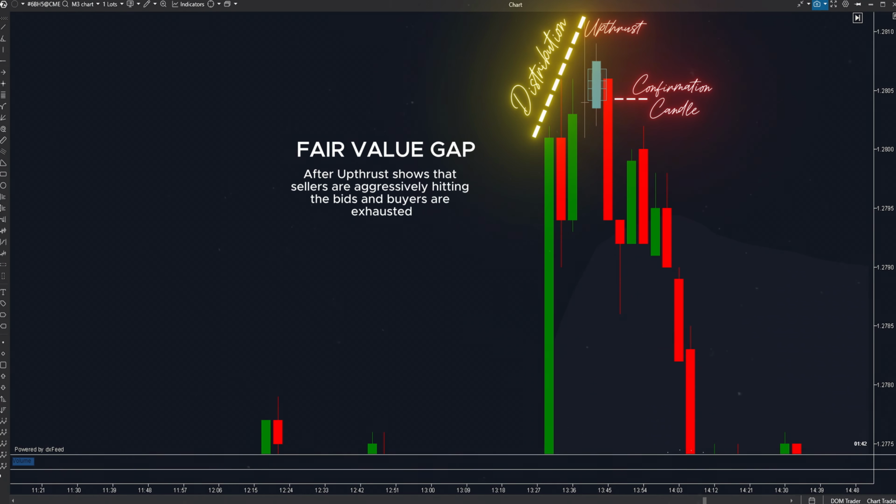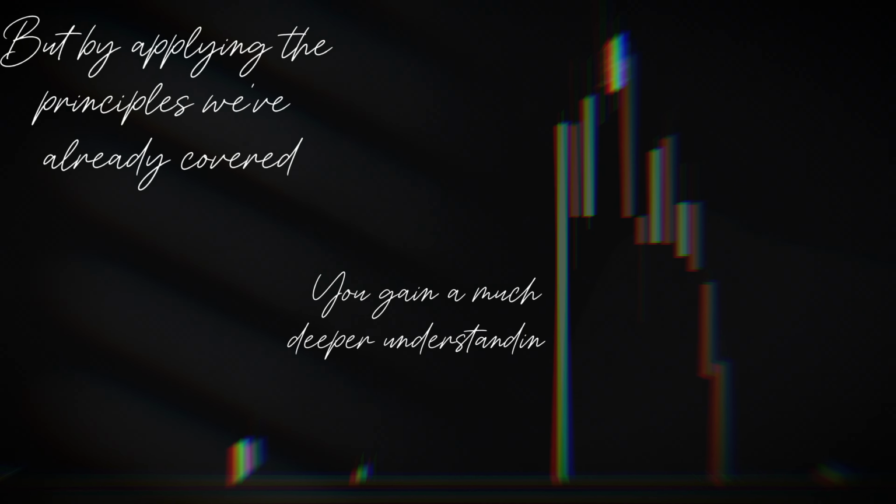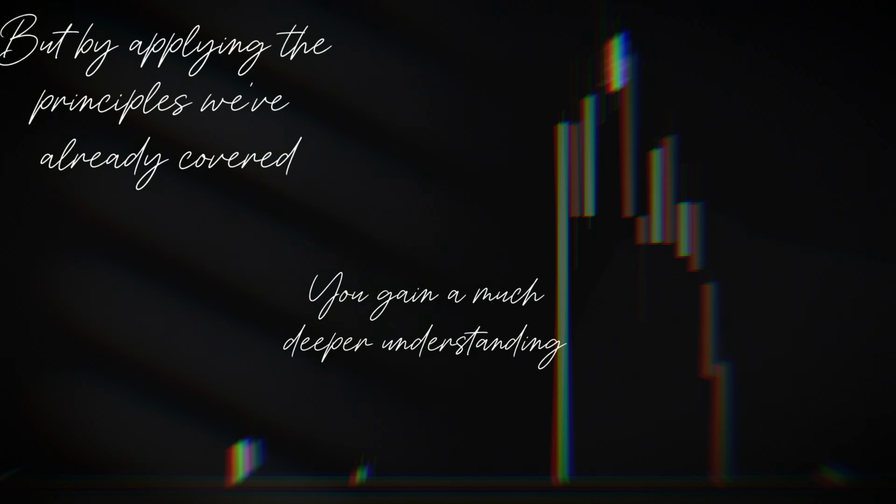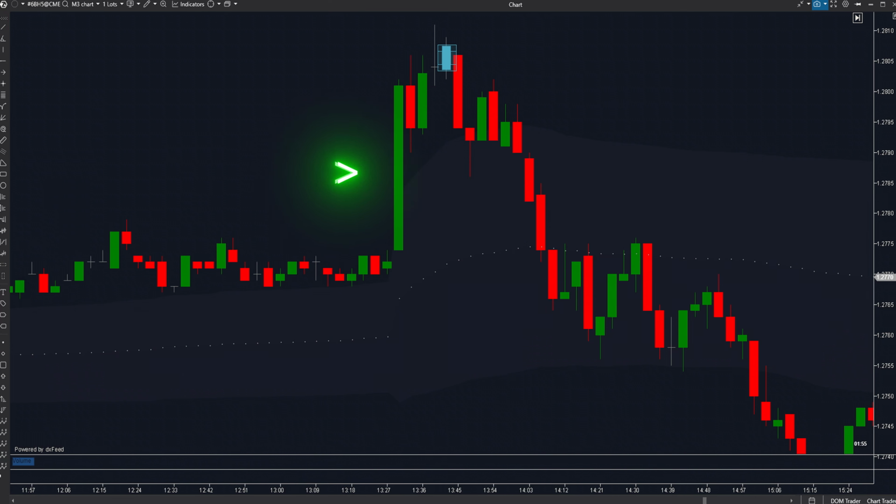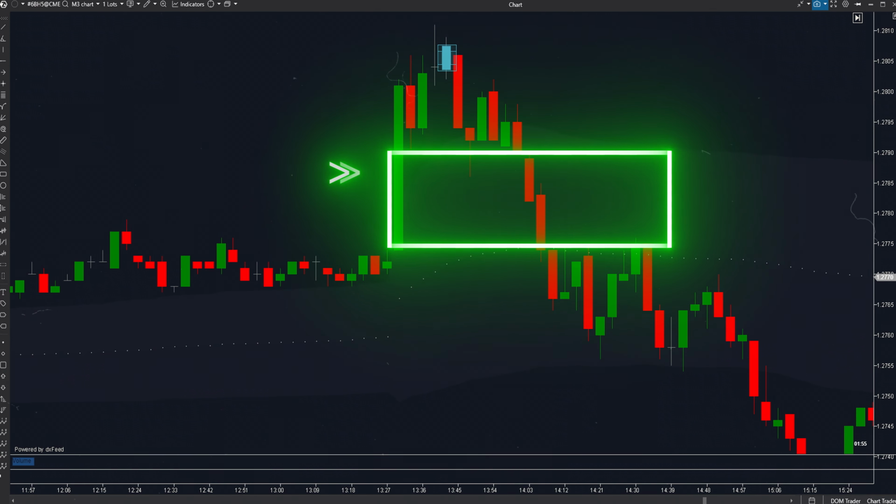For those familiar with ICT concepts, you might notice this bearish candle formed a fair value gap, but by applying the principles we've already covered, you gain a much deeper understanding of what's really happening here. Take the earlier bullish climactic candle as an example. It also created a seemingly convincing fair value gap. However, if you tried to buy on the retest, it would have failed, as price sliced straight through it. Why? Because fair value gaps are only as good as the intent behind them. And here, the intent was distribution, not continuation.